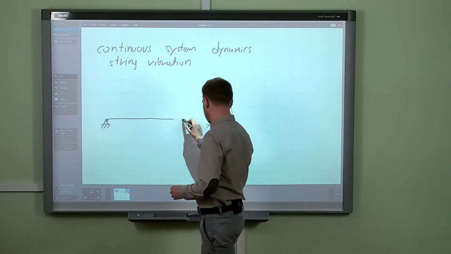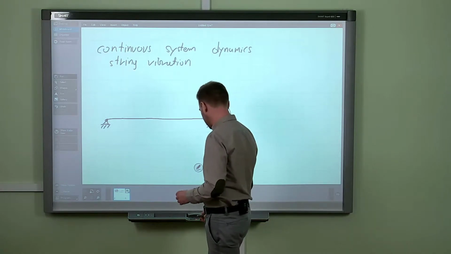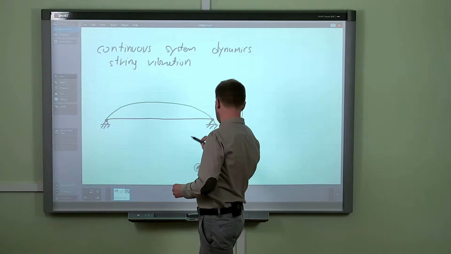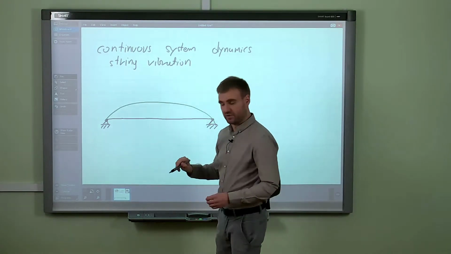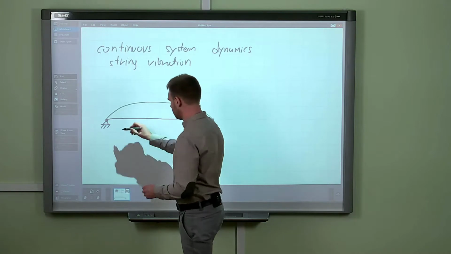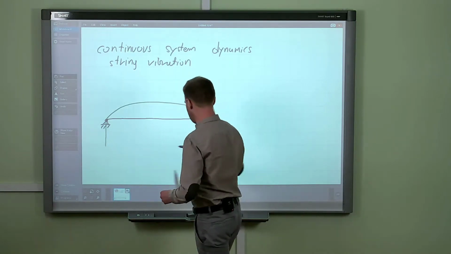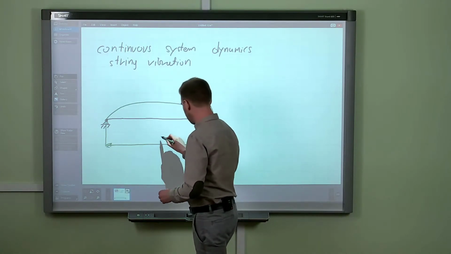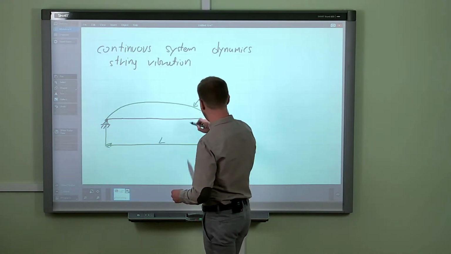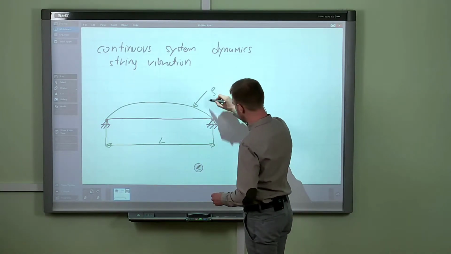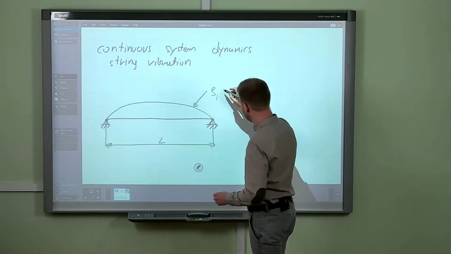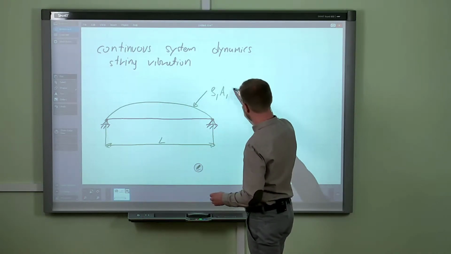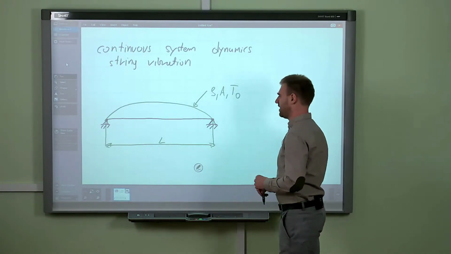Here we have, let's say, the reference level, and here we have our deformed string, such an element. We have some parameters of our system: the length, the distance between the supports L, and the parameters of that thing. It will be the density of the string, the area of the cross section, and there will be an important thing, the initial tension of that element.